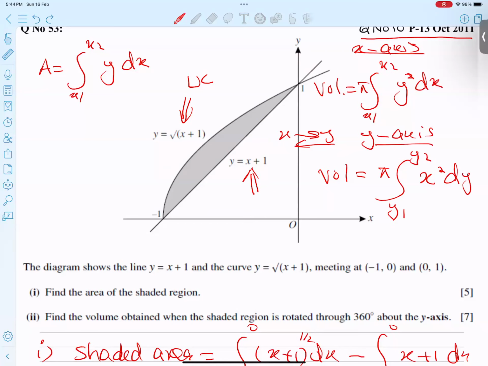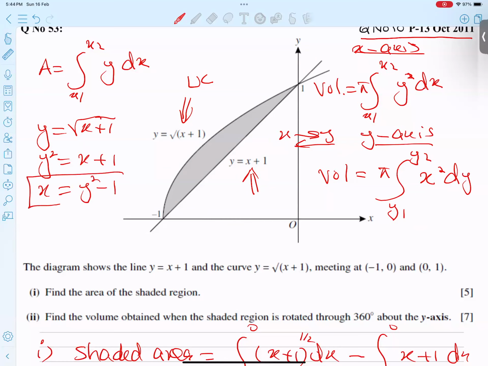So let's start. y equals root of x plus 1. We need to make x the subject. You can see from here, we have to make x the subject. So squaring both sides, y squared equals x plus 1. 1 comes to this end, so x is the subject. This one is very clear. Equation number 1 is ready.